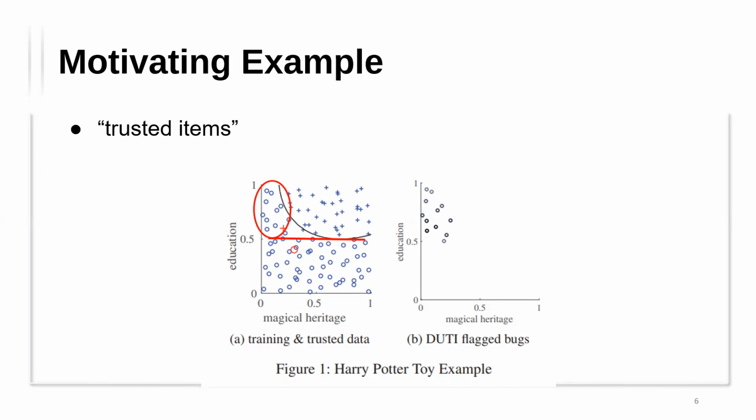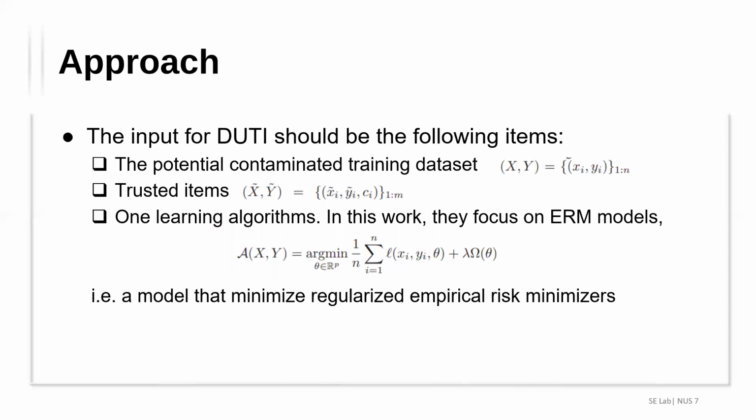So let's clarify what's the input for the method. It should be the potentially contaminated training set X and Y. Suppose here we have N examples of training data, and we also have a few trusted items, represented as X tilde and Y tilde. And the c_i should be the confidence score for the label y_i tilde.